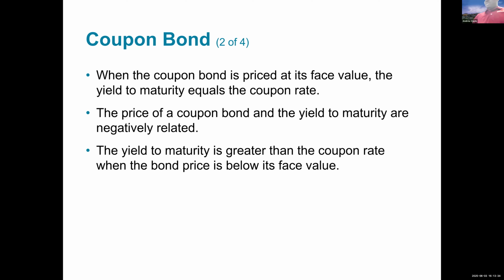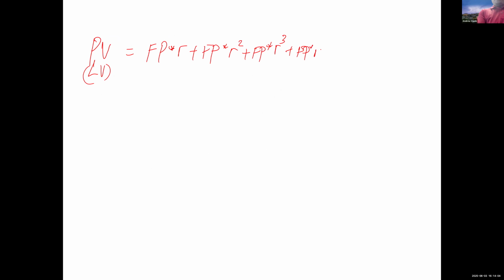So now, let's play here. I'm going to duplicate this first. Okay. So we just say the present value, or the loan value, of a fixed payment loan is FP times R, plus FP times R squared, plus FP times R to the power 3, plus FP times R to the power 4, and so on, plus FP times R to the power n.